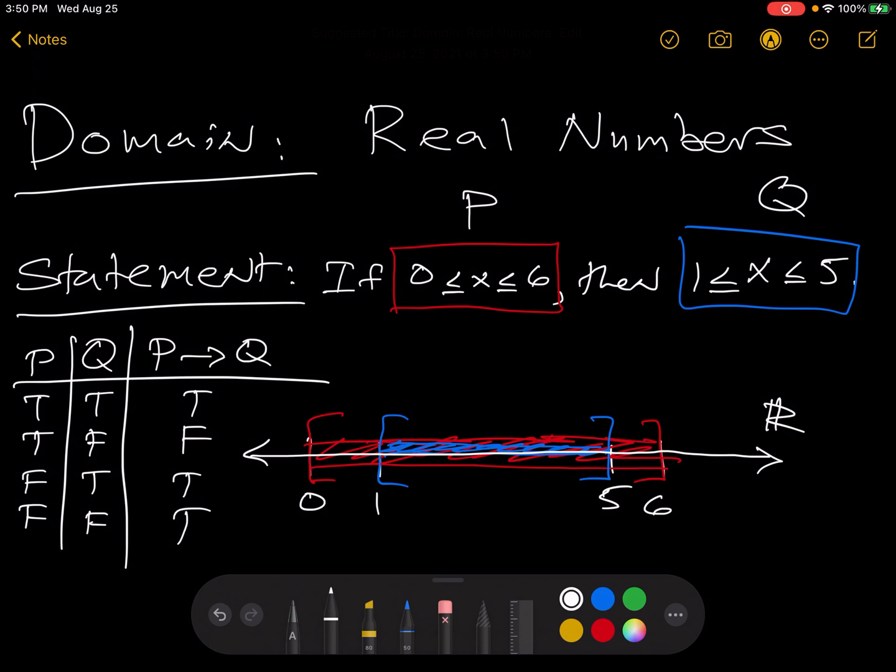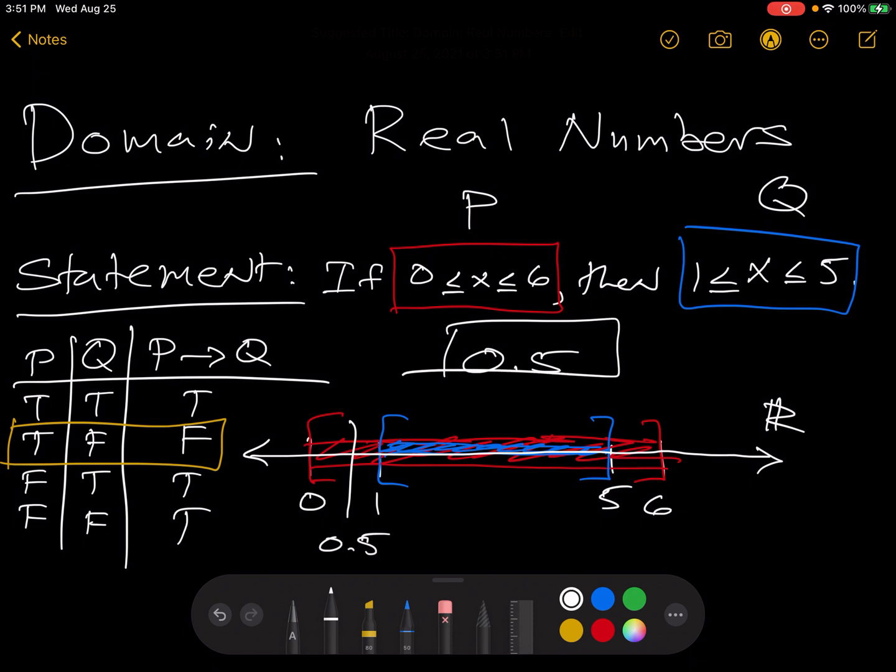Okay, so we need an x that satisfies P, because we want a counterexample showing that P implies Q is false. So we want an x that's between 0 and 6, but not between 1 and 5. So let's see, what could we pick? That's right, we could pick 0.5. 0.5 will work. So our counterexample, what you would enter in the box, is 0.5.